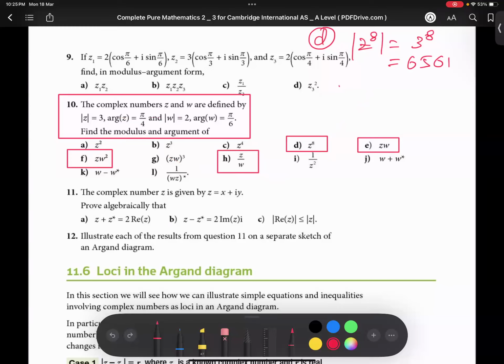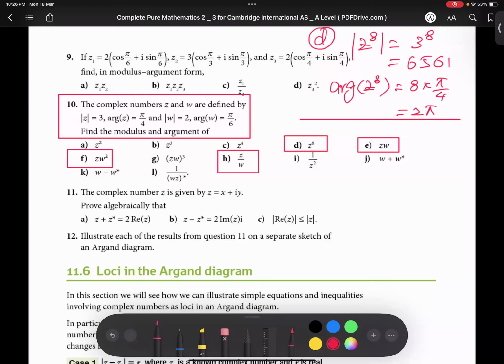Now I talk about the argument of Z to power 8. What is the basic criteria? Whenever given this, apply De Moivre's rule. In De Moivre, this 8 will multiply with the argument. And the argument of Z is pi by 4. So 8 times pi by 4, and I get, alhamdulillah, 2 pi. So the first part is done. D part is over.